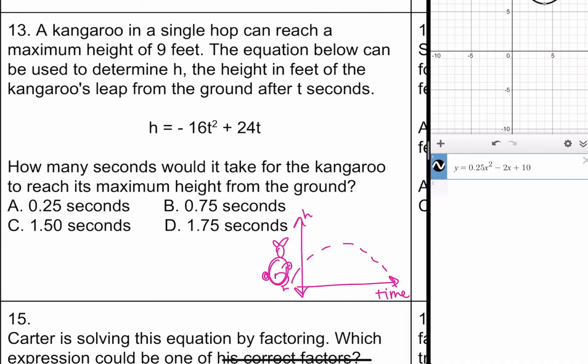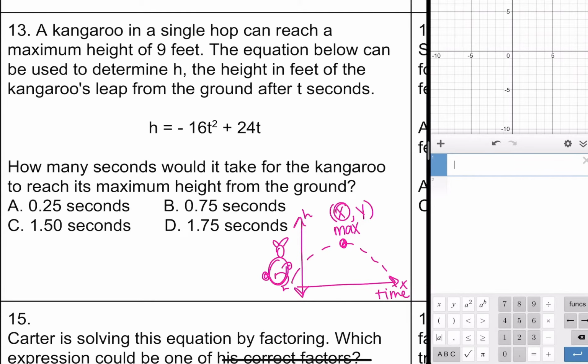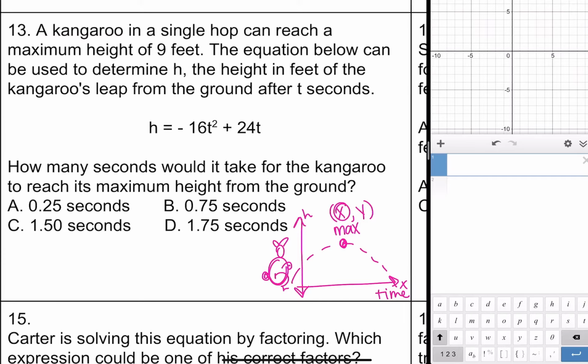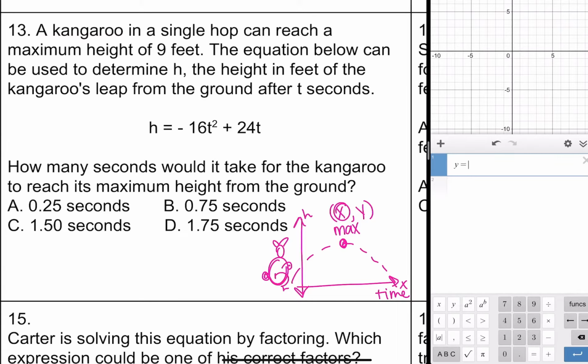How many seconds would it take for the kangaroo to reach the maximum height? The max, or the vertex: we're looking for how long, and time is our x value. So what is x at the max height? We've got this function that represents it. Remember, in Desmos, you want to use x's and y's. So I'm going to say y equals negative 16x squared plus 24x.